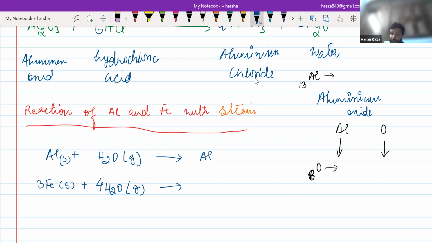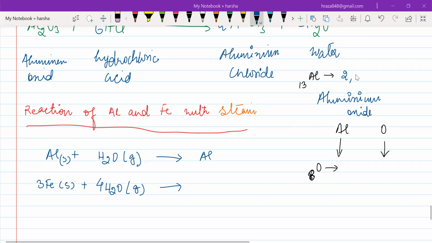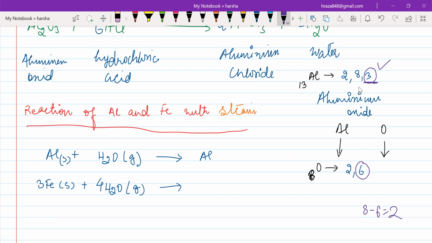How are we going to do electronic configuration? In the first shell 2, and then 8, and then 3, and here you can see 2,6. So this is its valency, and whenever valence electrons are more than 4, then 8 minus that number. So the valency of oxygen is 2 and valency of aluminum is 3.